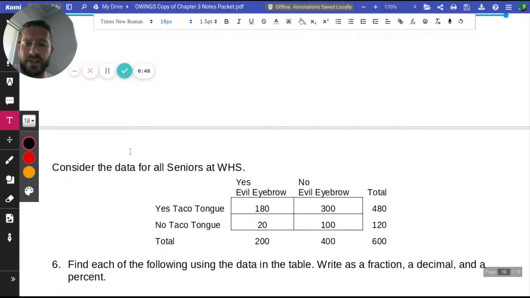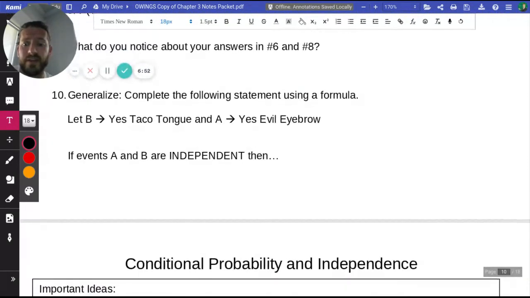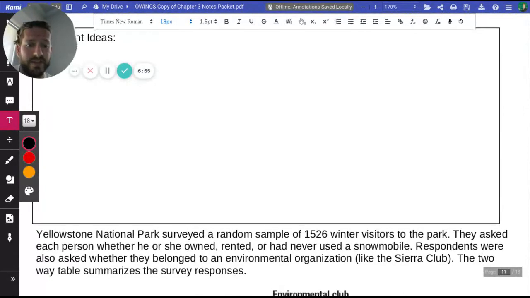All right, I'm going to pause, and then in the next video, we're going to use some data here and then kind of finalize our answers and then write down our important ideas on page 11.